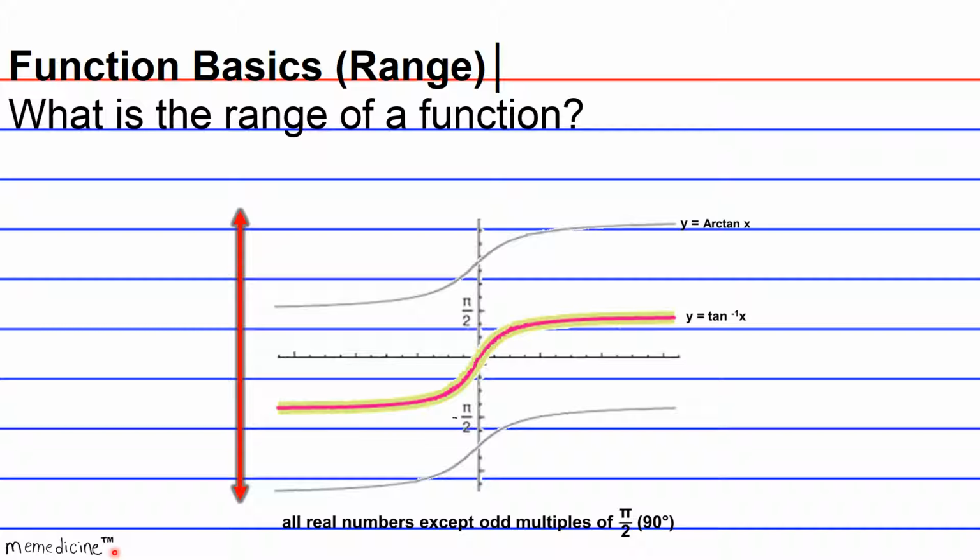Okay? All right, so again, the range or the y values or dependent variables or output values for which the arctangent of x is going to be found or valid or defined is going to be all real numbers except odd multiples of pi over 2. Okay? All right.